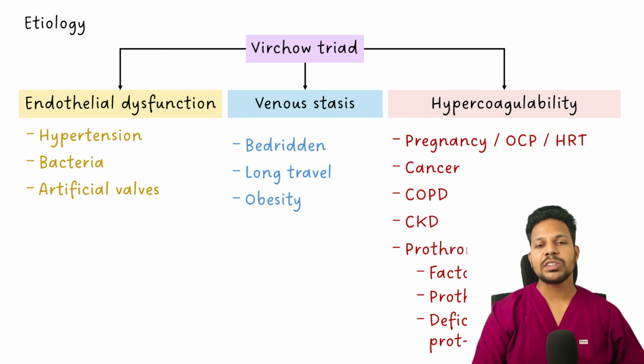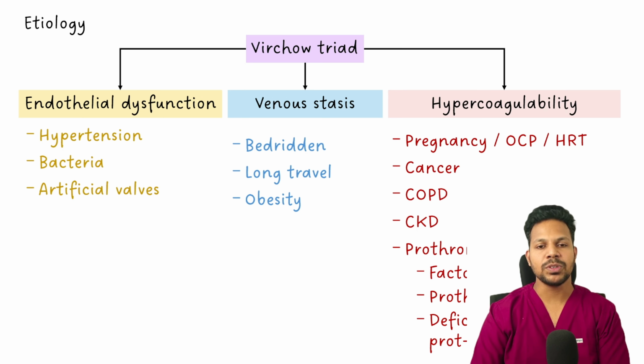The COPD is also a hypercoagulable state. Why? Because of chronic hypoxemia, there is upregulation of hypoxia inducible factor, which will further upregulate endothelin 1, which will predispose the patient to develop thrombosis. Chronic kidney disease, because of the uremic toxins, can also induce hypercoagulability.